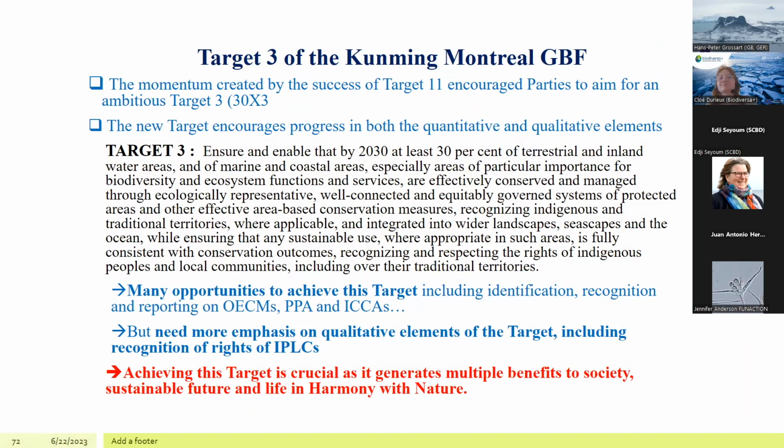It's the success of Target 11 which created the momentum and encouraged parties to adopt Target 3 of the Kunming-Montreal Biodiversity Framework. It's 30 by 30, not 30 by 3. I'm sorry about that in the first line. And there are a lot of opportunities to achieve this target, the 30 by 30, but there will be need for more emphasis on the qualitative element of the target in the future. Achieving this target is really crucial to generate multiple benefits. Next slide, and I'm done.